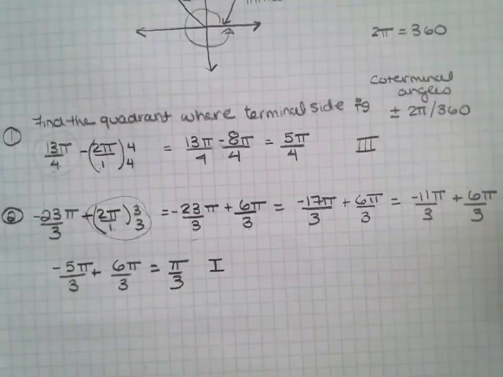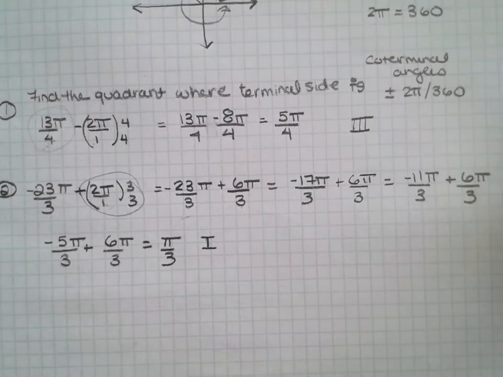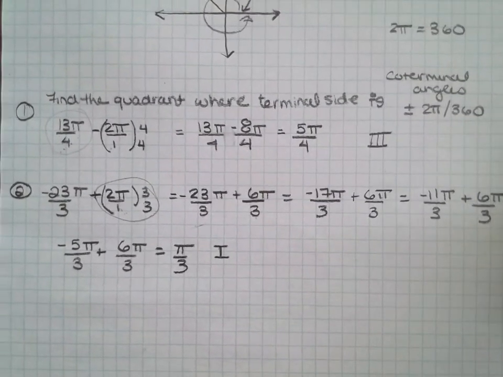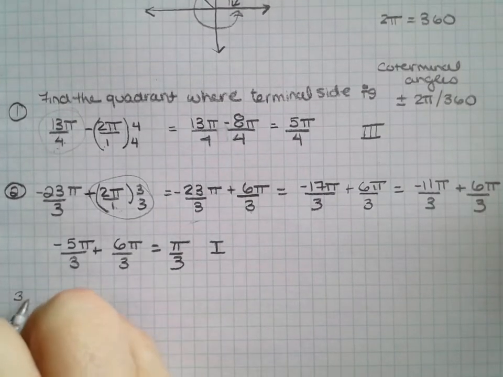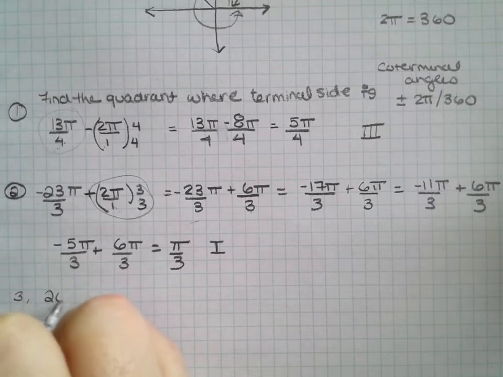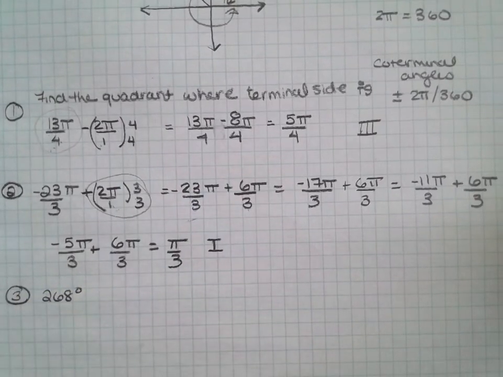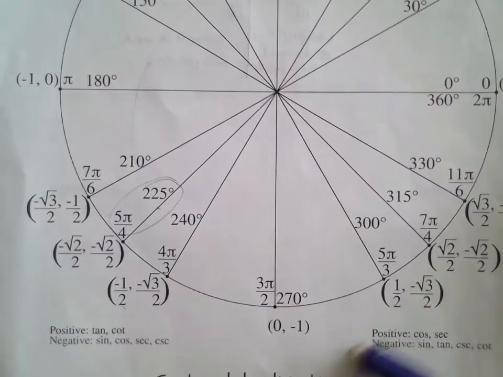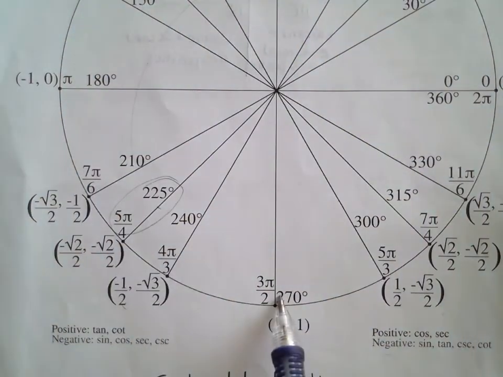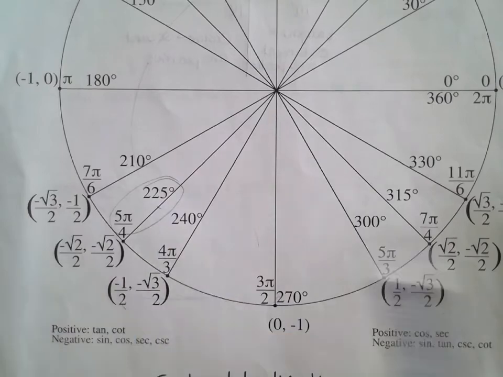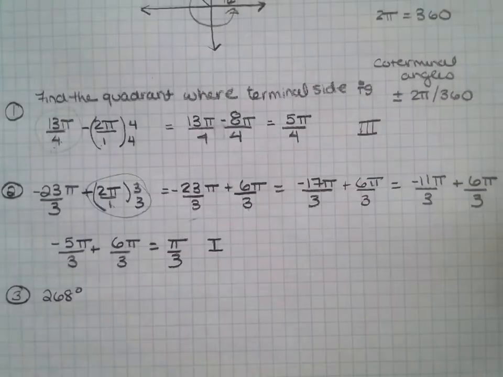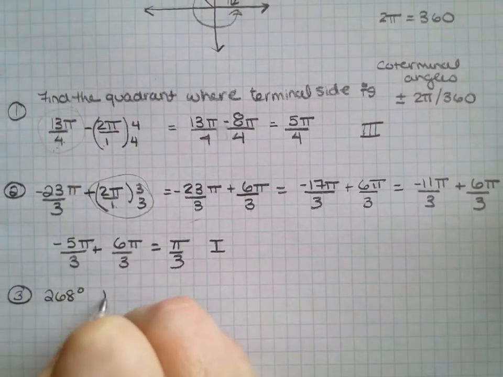What I would strongly suggest you do for each one of these problems is write out every step that you did, okay? Now, number 3 is easy. We've got 268 degrees. Well, if we look at our unit circle, this is 270 degrees right here, so it's over here. So this is in the third quadrant.